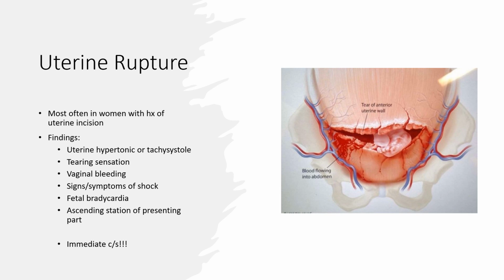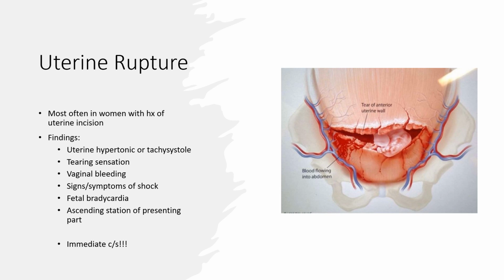When you look at your monitor strip, your contractions are going to be hypertonic or tachysystole. The patient might complain of a tearing sensation or feeling like ripping. She could have vaginal bleeding, signs and symptoms of shock because she's going to be hemorrhaging. Your heart tones are going to be bradycardic.